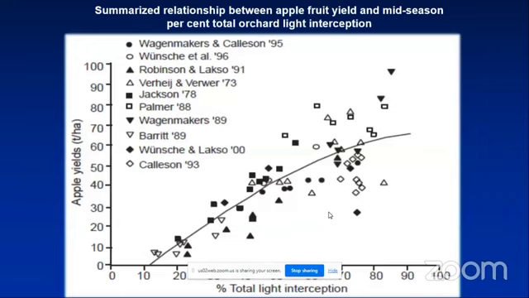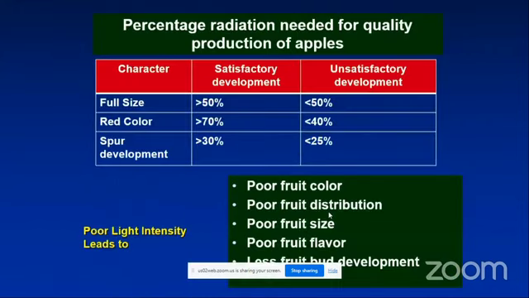When we look at the yield and total light interception, optimum light interception directly affects the apple yield. From the diagram, it is very much visible that for getting a maximum yield, proper and optimum light interception and light distribution is required. And when we look at the percentage of radiation, with more than 50%, full size and expected development is there, and with less than 50%, it is less. In the case of red color also, and spur development also.